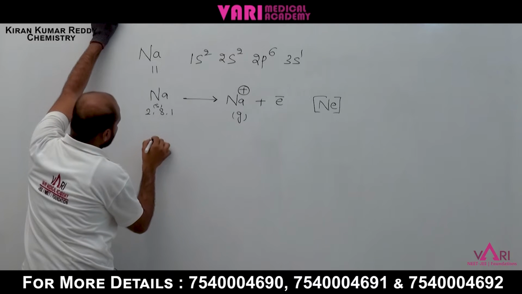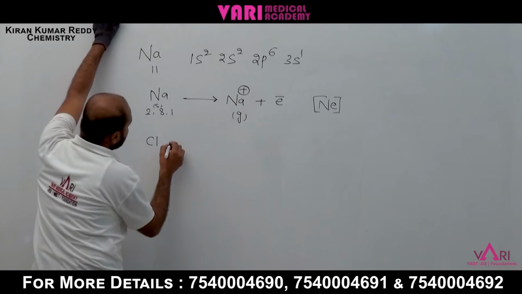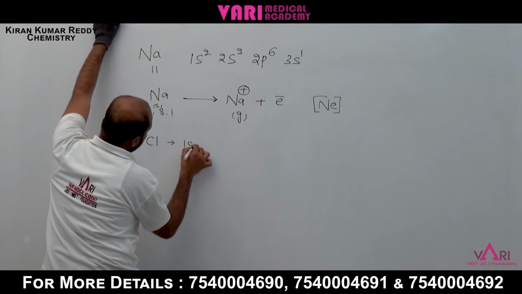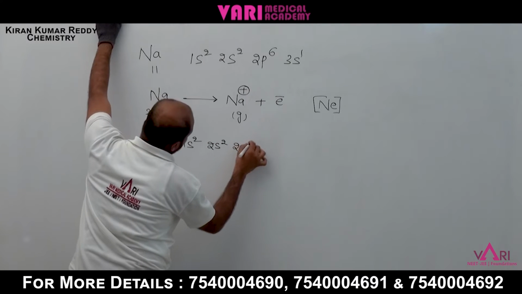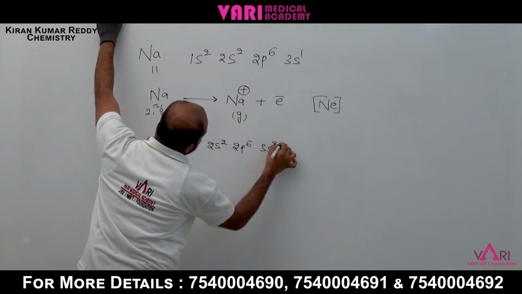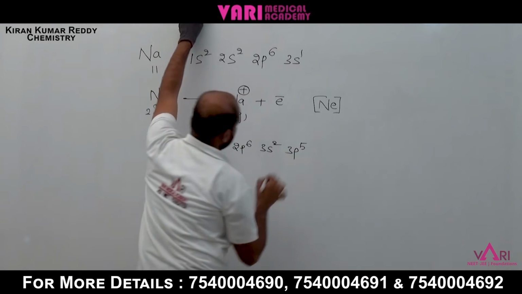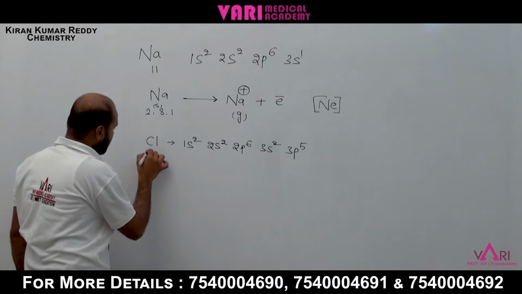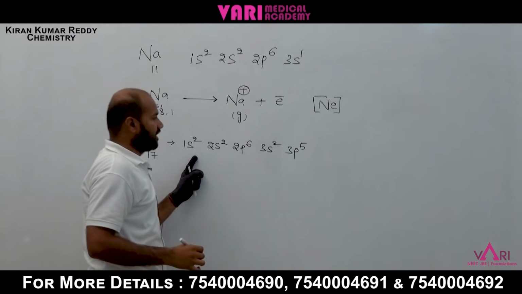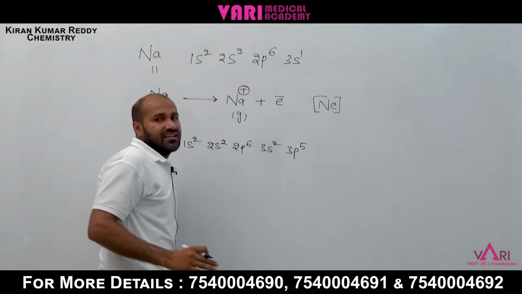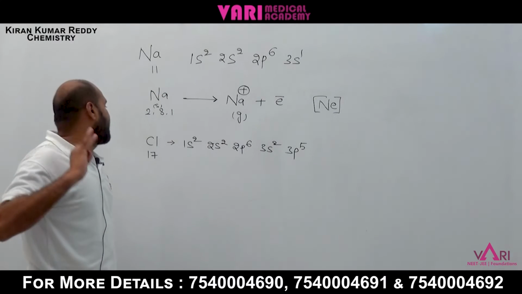Now take chlorine, Cl. What is the electronic configuration of chlorine? It is in the 7th group: 1s2, 2s2, 2p6, 3s2, 3p5. The atomic number is 17, so the configuration is 2, 8, 7. The 7th group elements are fluorine, chlorine, bromine, iodine, astatine.